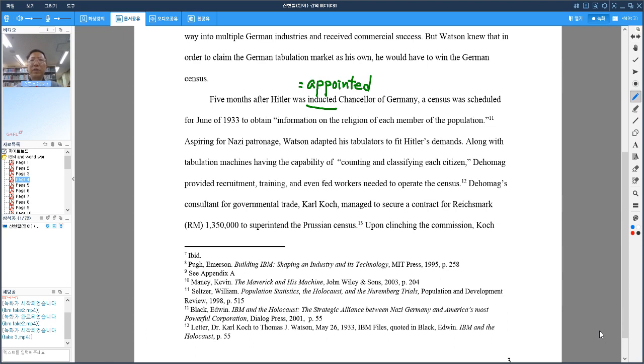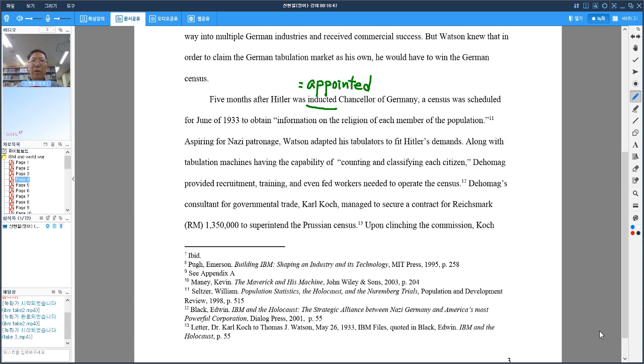So German citizens and Jewish people had different religions. Germans usually were Catholic or Protestant, and Jewish people have their own religion. So by counting the members of each religion, you can count the citizens.